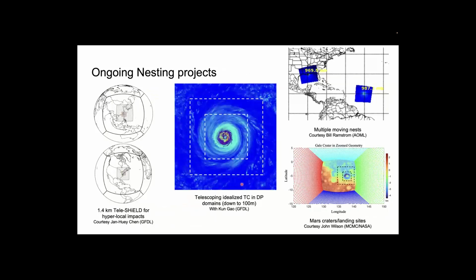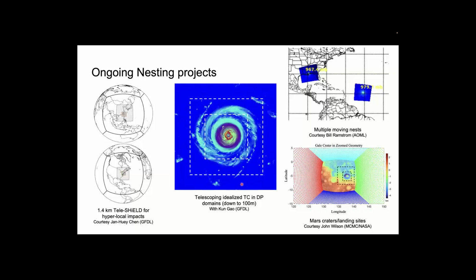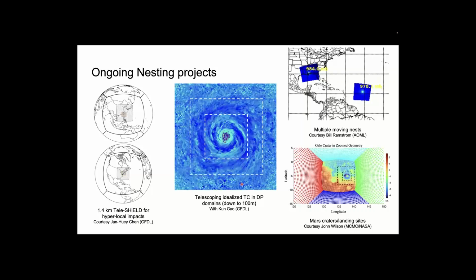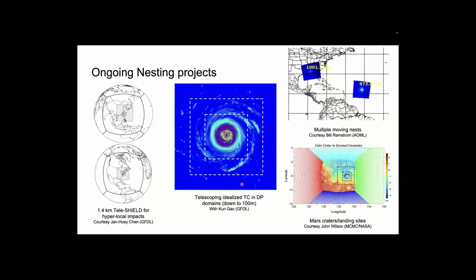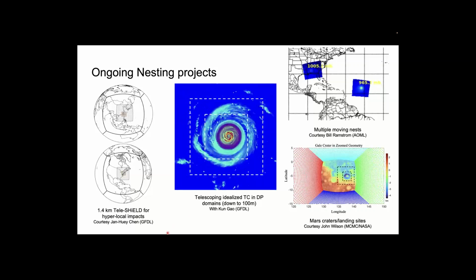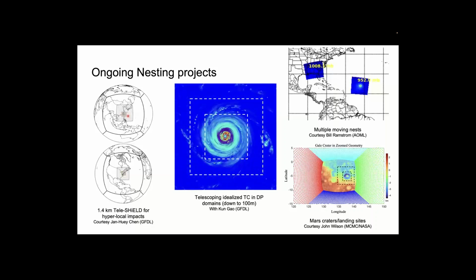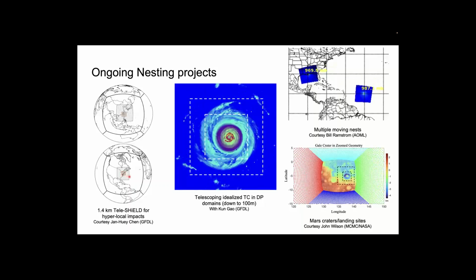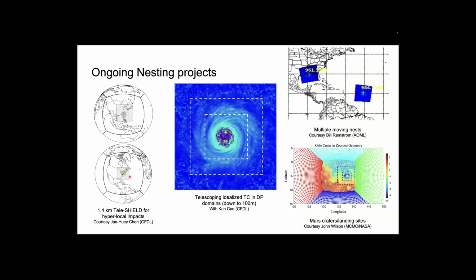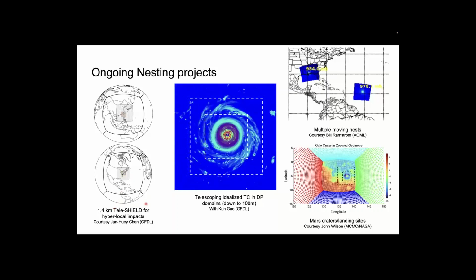So, more ongoing nesting projects. We are working on a version of SHiELD called TeleSHiELD, where we employ a telescoping nest to focus on different areas of interest. For instance, my colleague Junhui is using this telescopic nest to study heavy precipitation over Taiwan. We are also looking at having a nest here over the northeast corridor at 1.4 kilometer.